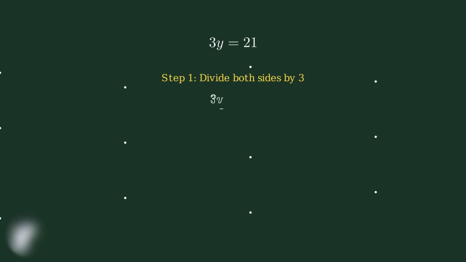Step 1, we divide both sides by 3. This gives us 3y divided by 3 equals 21 divided by 3. Remember, whatever we do to one side of the equation, we must do to the other side to maintain balance.